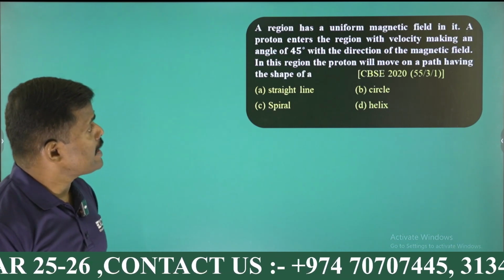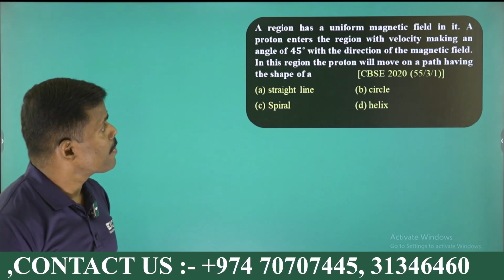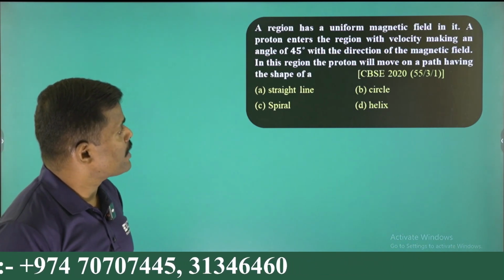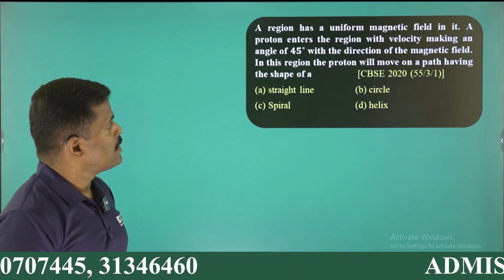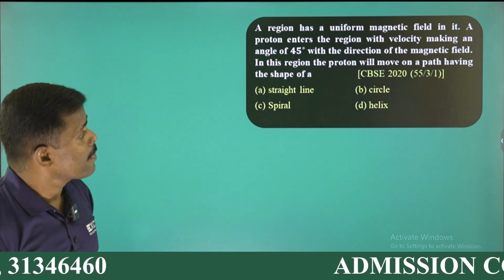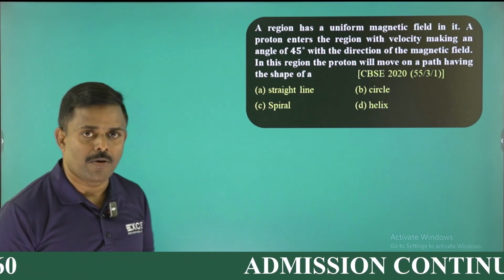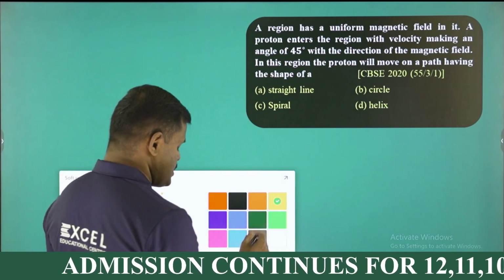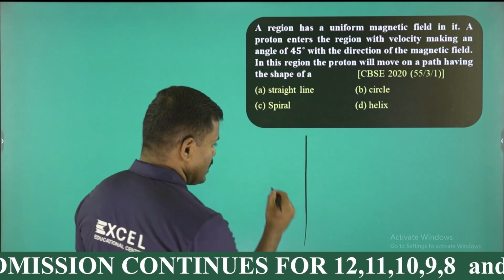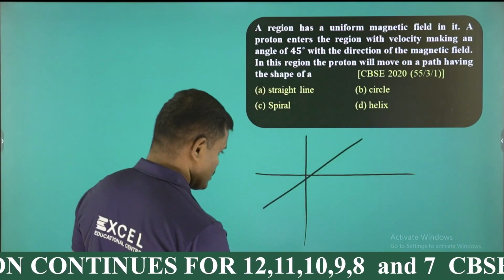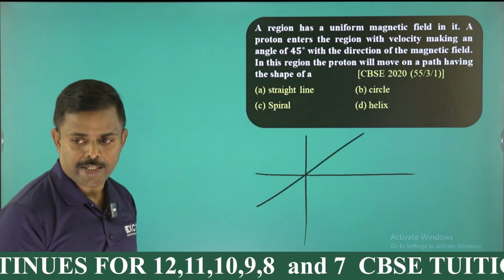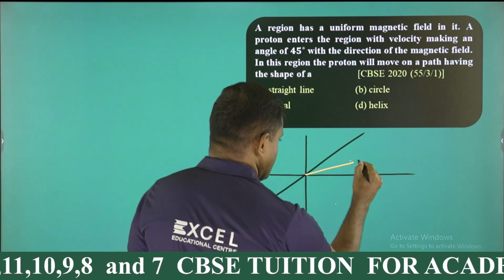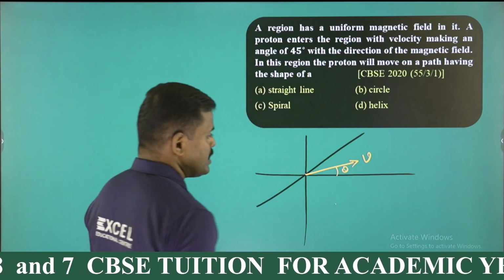Next question. A region has a uniform magnetic field in it. A proton enters the region with a velocity making an angle of 45 degrees with the direction of magnetic field. In this region, the proton will move on a path having the shape of what? We have already done this, but I'll tell you one more time. Look at this. I have 3 axes, x axis, y axis and z axis. We are just shooting a particle into this at an angle theta with a velocity.